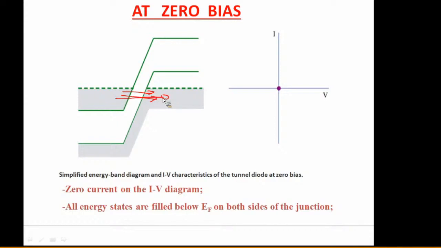These electrons can tunnel into this. See, this is the conduction band of your P type. If the electron is coming from here to here, that is diffusion. But at a smaller forward voltage also, some electrons are tunneling into the other side. Now, at this zero bias, there is no movement of this current.